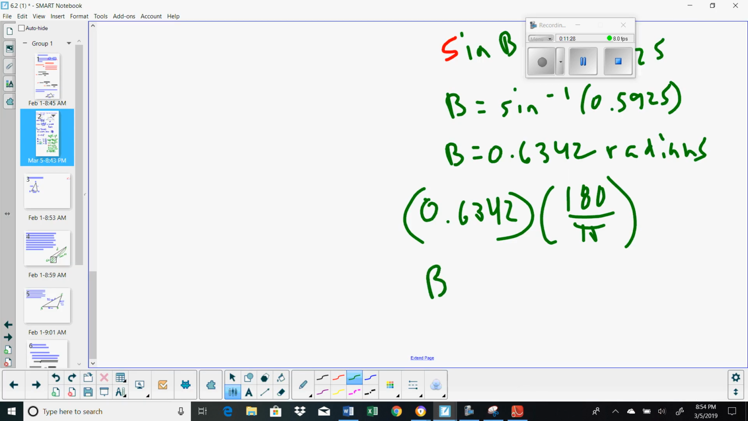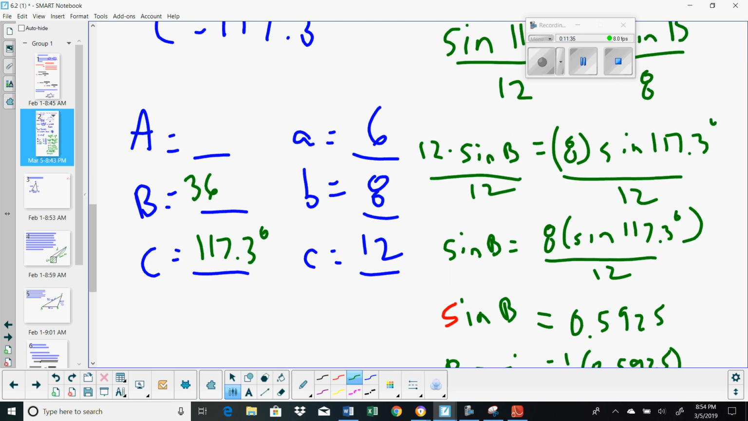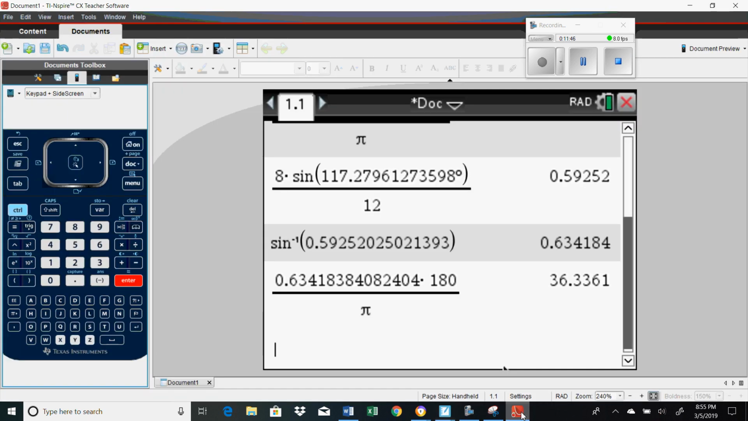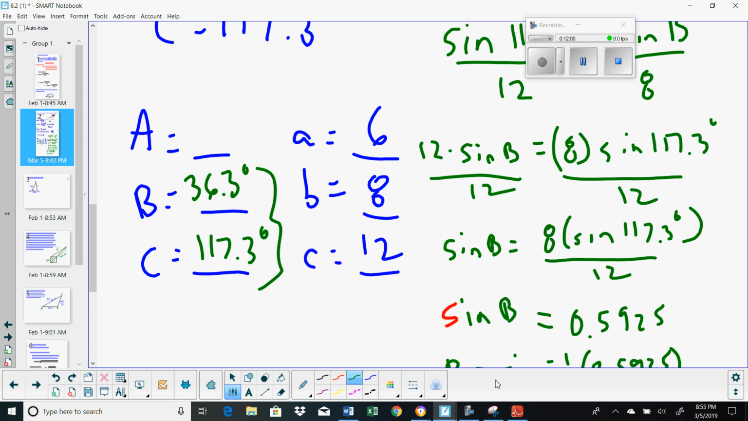So angle B is 36.3 degrees. So I can go back up here where I'm keeping track of this stuff, and I get 36.3 degrees there. And now I can just add these two up here and subtract from 180. So going back to my calculator, I want 180 minus 117.3 minus 36.3. I'm just kind of rounding off. I get 26.4.